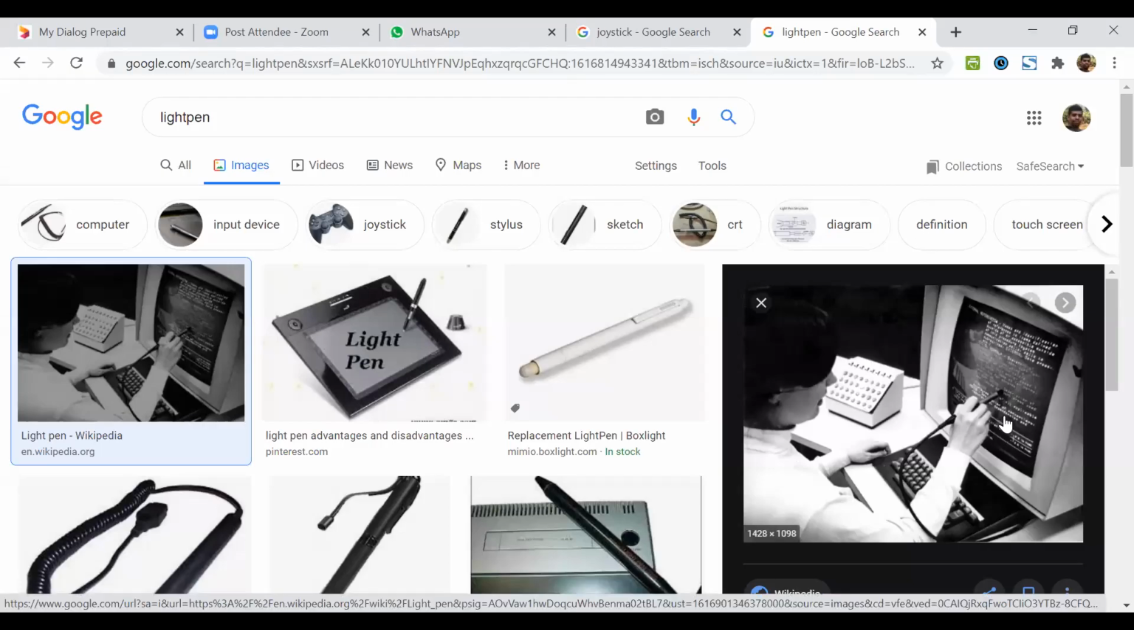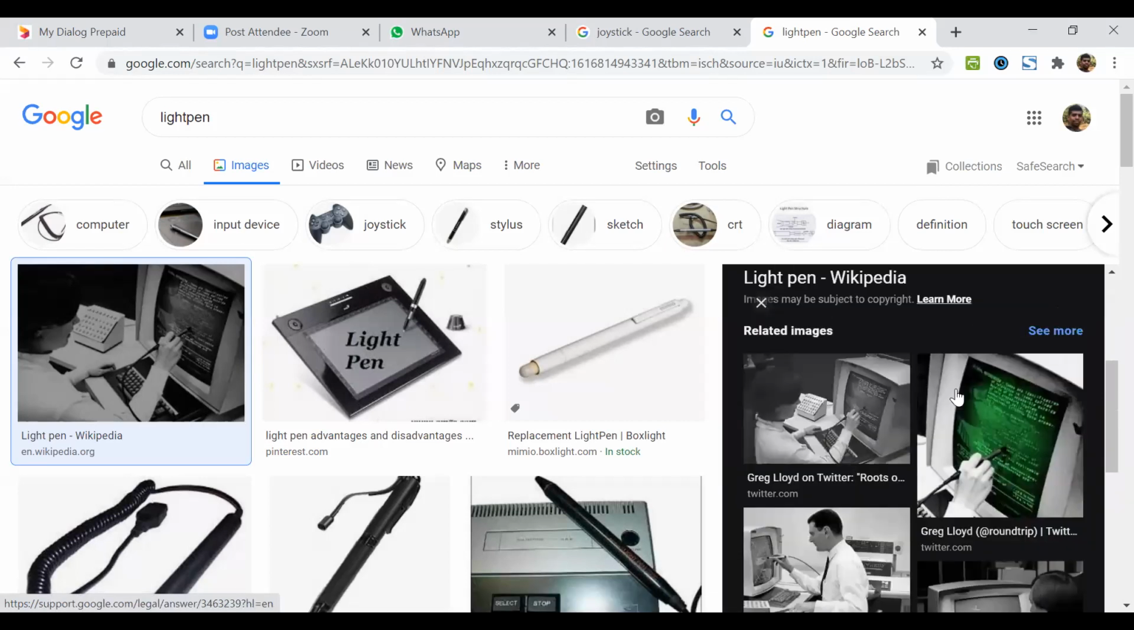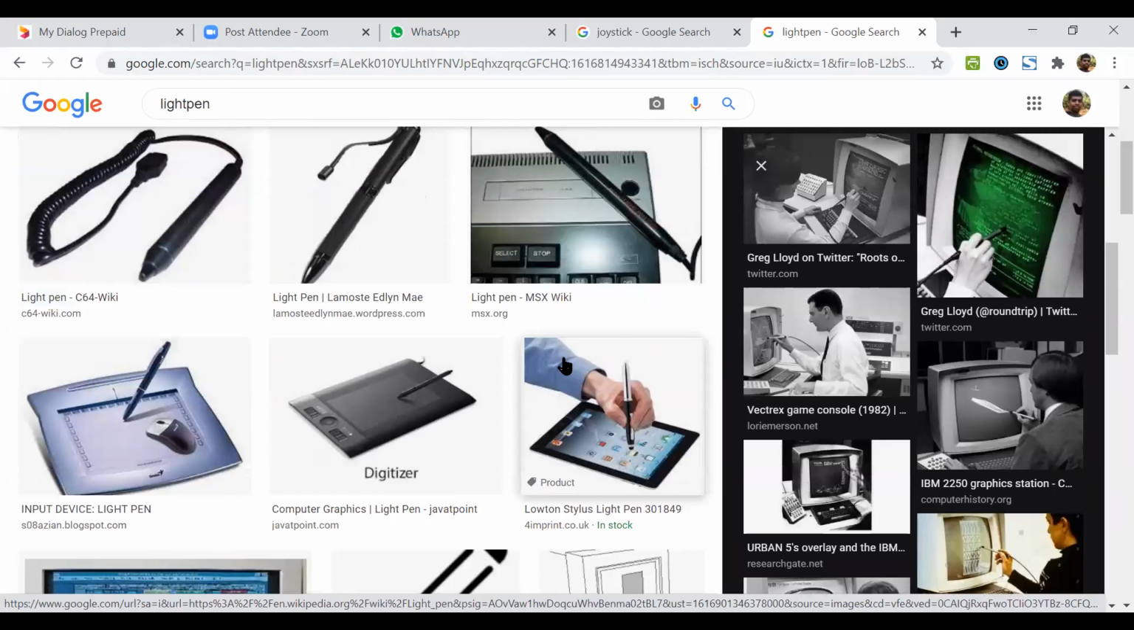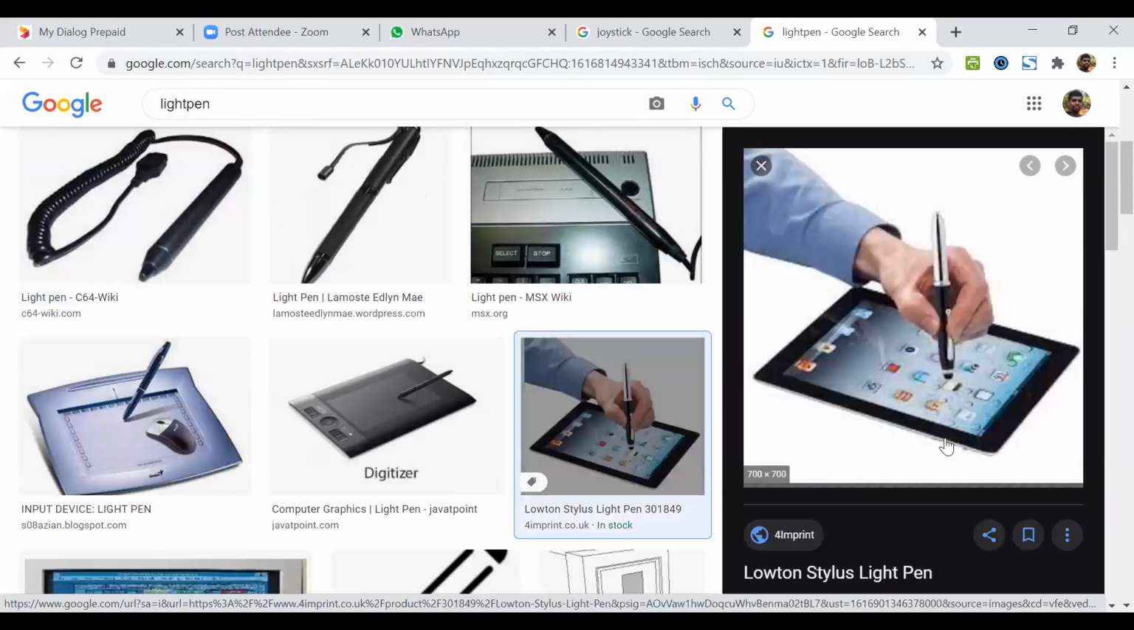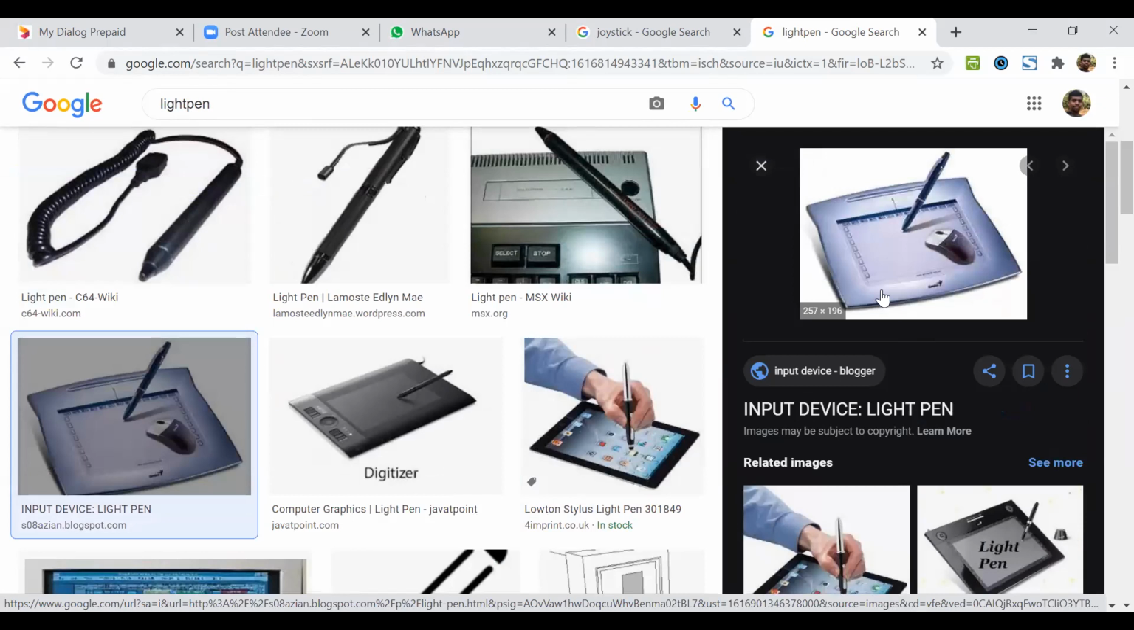So the user can actually use it to write something on the screen, right? And then things have changed over time, and now what we have is the stylus. Similarly, something like this we could use nowadays, or we can also use a separate device we call a tablet. We sometimes call it a graphic tablet.